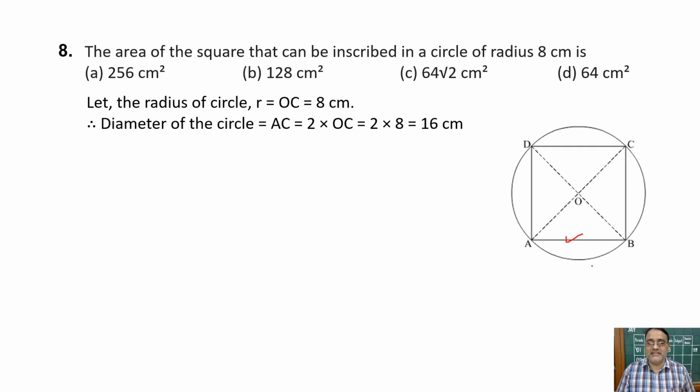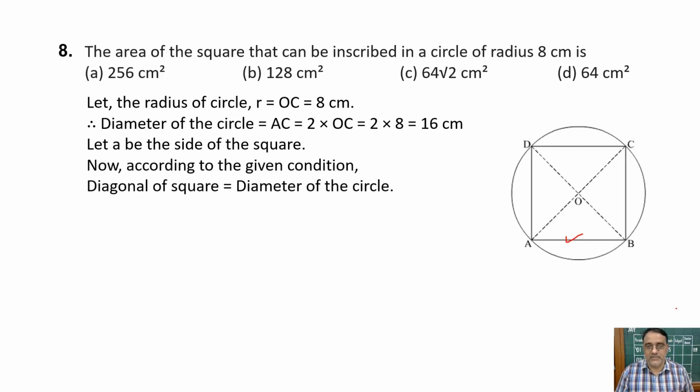So let A be the side of the square. According to this figure, the diagonal of the square will be equal to the diameter of the circle. This is clear to all of you? Yes, sir. Right. Now see, AC is given 16, and this is A, and this is also A. So you can use directly the diagonal formula A root 2. Otherwise, if you don't remember A root 2, you can use Pythagoras theorem.